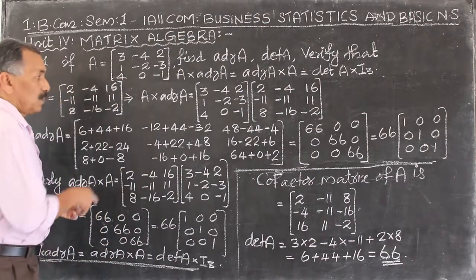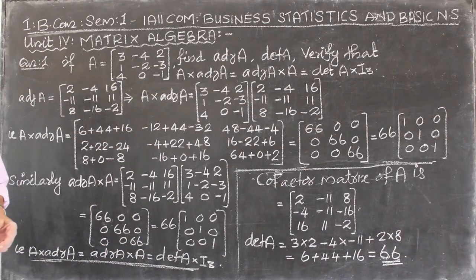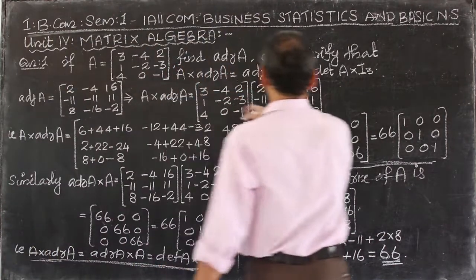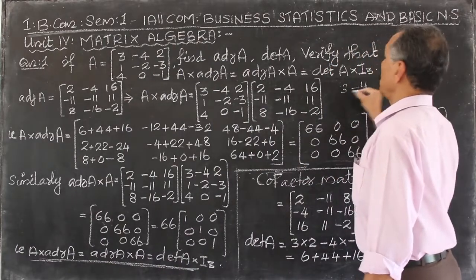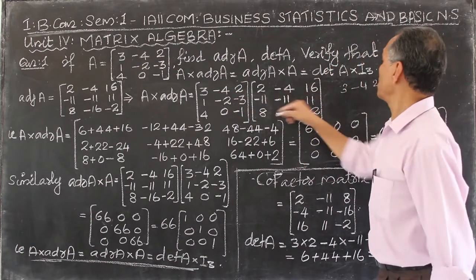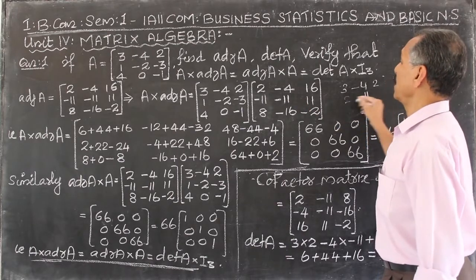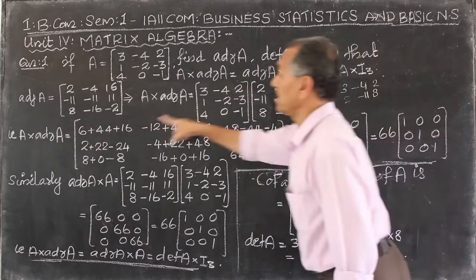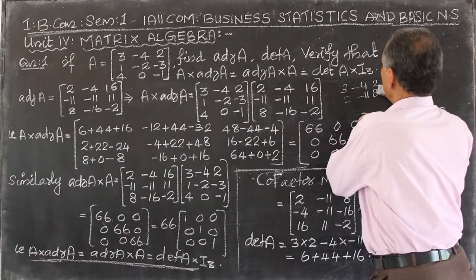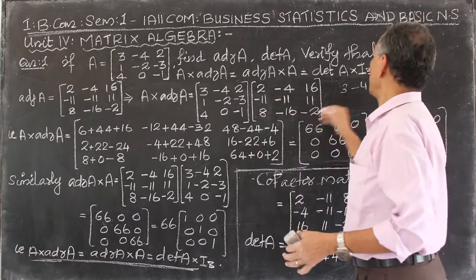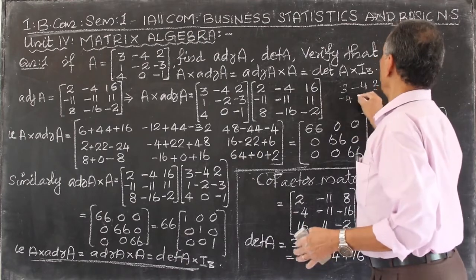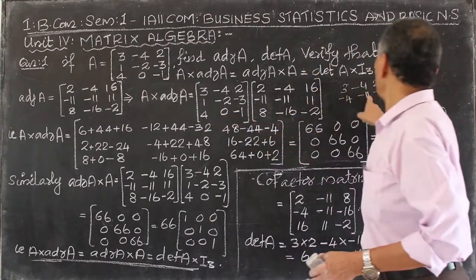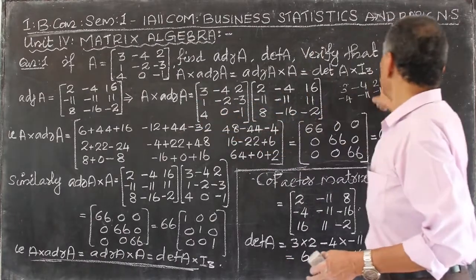Then multiply the first row with the first column, right? What is the first row here? The first row is 3, minus 4, 2, and the first column is 2, minus 11, 8. That is 3 into 2, 6, minus 11 into 4, 44, then 8 into 2, 16. Then first row into the second column: minus 4, minus 11, minus 16. That is minus 12, then minus into minus plus 44, minus 32.